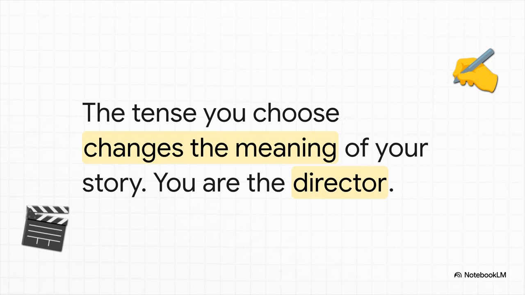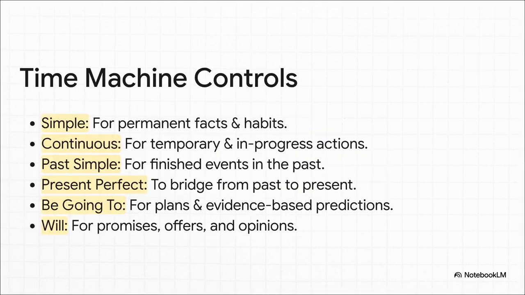Are you showing a permanent fact or just a temporary state? Is that past action a sealed memory, or is it echoing into the present? The choice and the power is all yours. So here it is, your new control panel. Simple for the permanent facts, continuous for what's happening right now, past simple for finished stories, present perfect to build that critical bridge to the present, and for the future, going to for your plans and will for your promises. You've got all the controls.